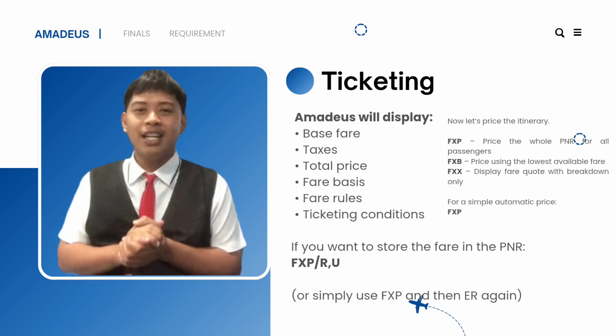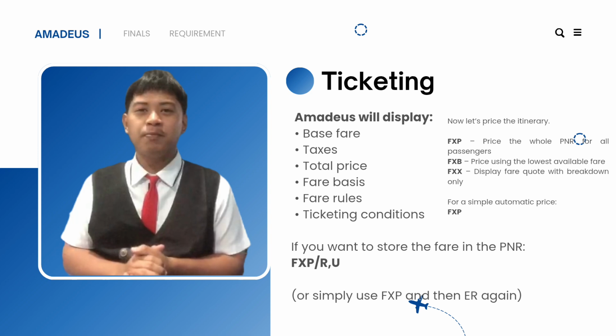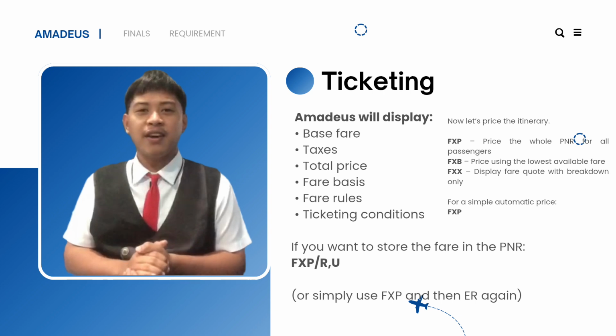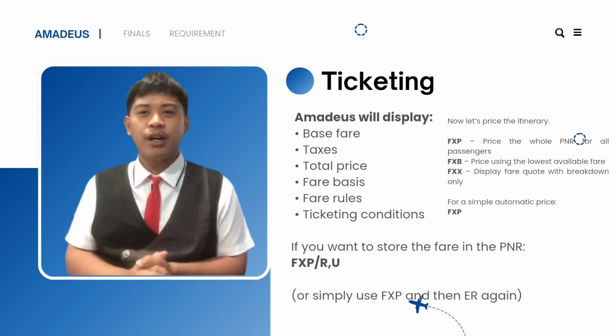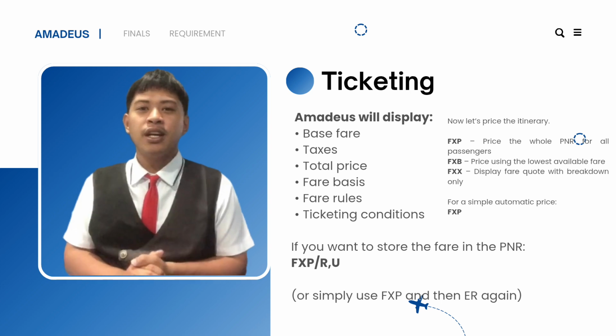Now, let's price the itinerary. FXP, price the whole PNR for all passengers. FXB, price using the lowest available fare. And FXX, display fare code with breakdown only for a simple automatic price.